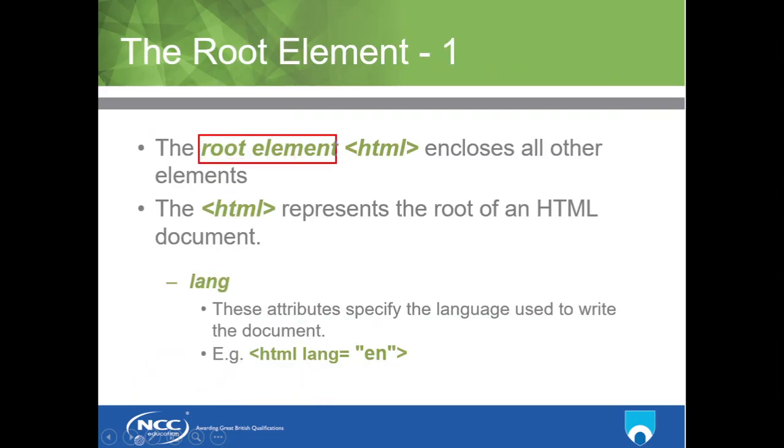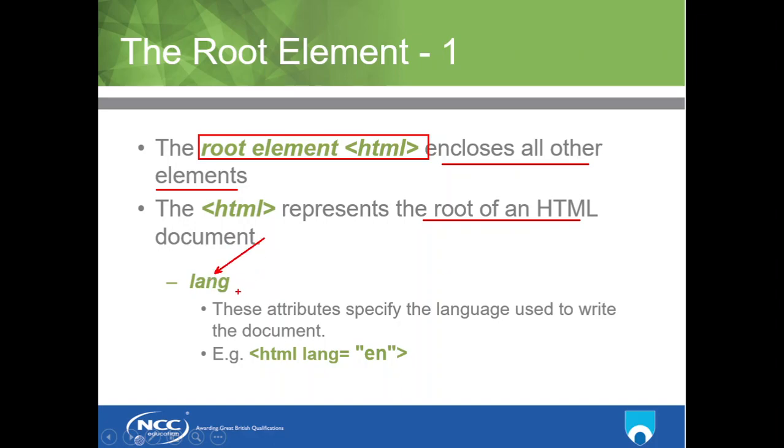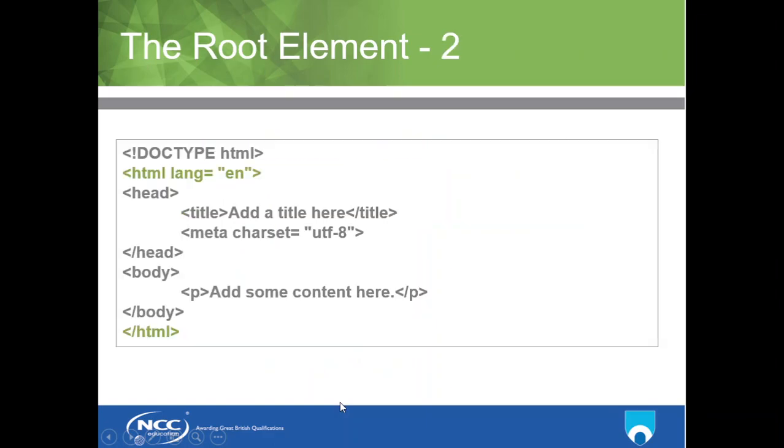The root element is the html element. It encloses all other elements. It represents the root of an HTML document. Normally, this element can have the lang attribute. This attribute, for example, can have the value en to specify that it's using English. So that's one of the attributes that can go there. As you can see here, we have the attribute lang, and the value is en. Don't forget that we have an opening and a closing html tag.